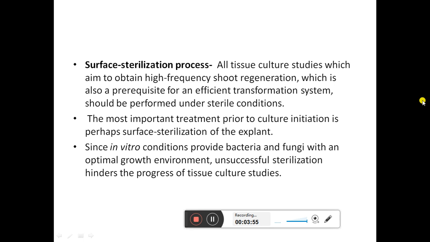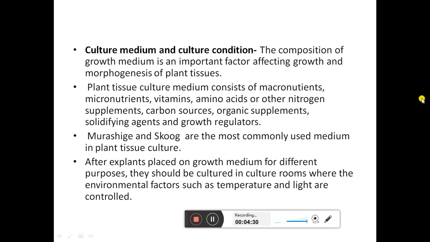Surface sterilization process. All tissue culture studies which aim to obtain high frequency shoot regeneration, which is also a prerequisite for an effective transformation system, should be performed under sterile conditions. The most important treatment prior to culture initiation is perhaps the surface sterilization of the explant. Since in vitro conditions provide bacteria and fungi with an optimal growth environment, unsuccessful sterilization hinders the progress of tissue culture studies.